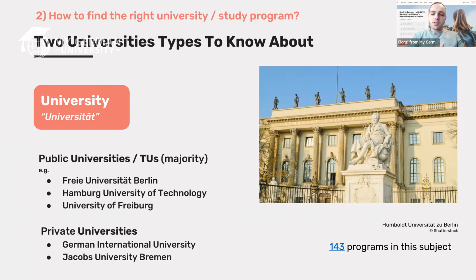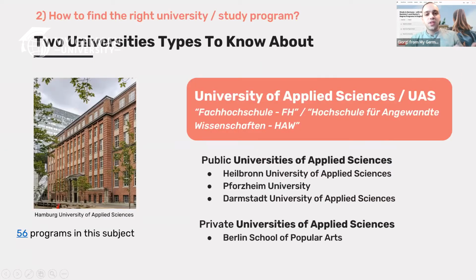And if you go to our study finder, you will see that there are 143 programs in this subject of computer science or related subject that are offered by this type of university. And another type of university is University of Applied Sciences. You can see several names in German that fit into that.